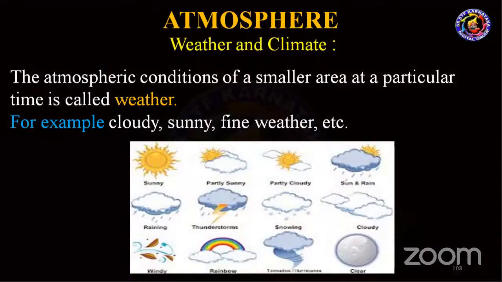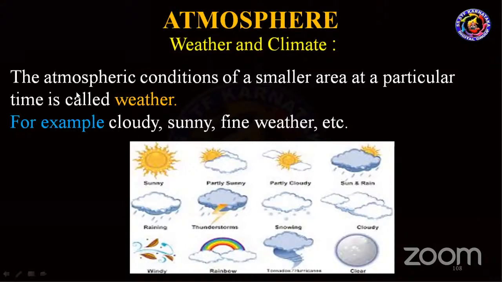Next, we will discuss weather and climate. Both these words indicate the condition of the atmosphere. Weather is a word used to show the condition of the atmosphere, and climate is also.